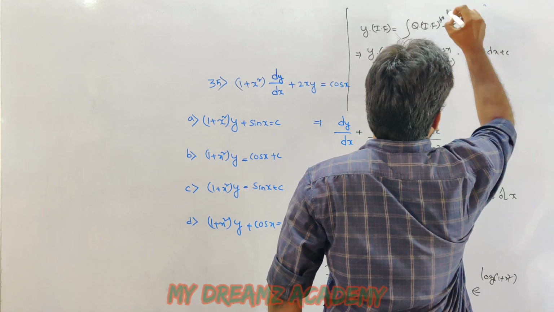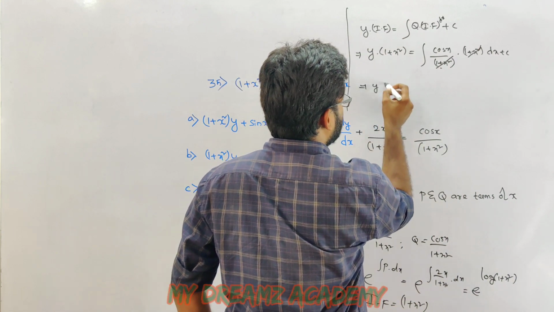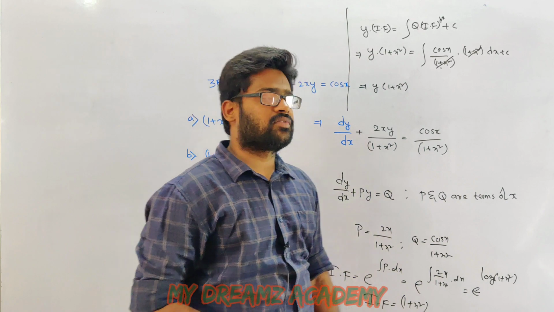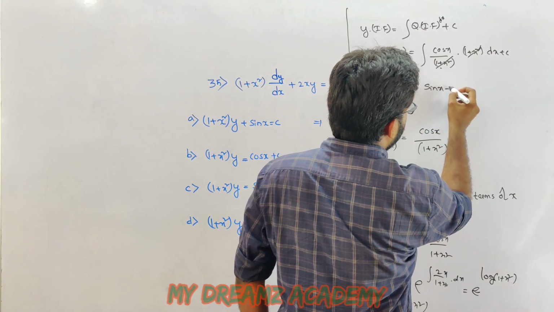Here also we have dx. 1 plus x square will cancel. That is y into 1 plus x square. What is the integration of cos x? Integration of cos x is sin x. So it will give sin x plus c.